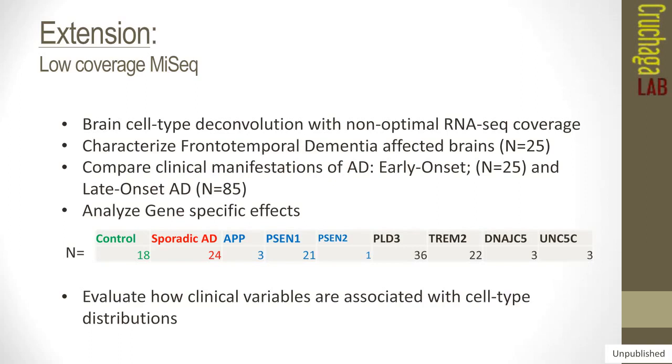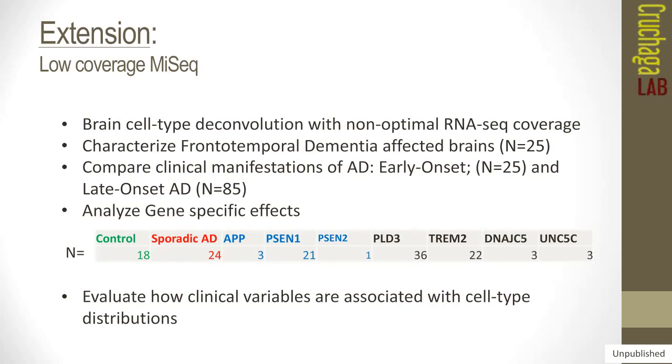We also have 25 subjects which have autosomal dominant AD, including 3 carriers of APP mutations, 21 for PS1 and 1 for PS2. We also have subjects carrying bona fide mutations in PLD3, 36 of them, and 22 of TREM2, which is a very interesting gene because the coding variants in this gene are associated with AD, but this gene is not expressed in neurons but in microglia. So that's somehow showing the effect of the immune system on the disease. And we also have additional samples with coding variants in other genes.